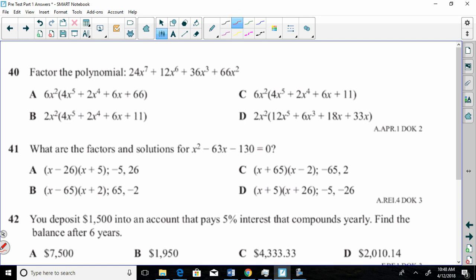So let's just look at the answer choices. First of all, is the biggest number 6 or 2 that can go in both of those? 6. So which 2 can I eliminate?